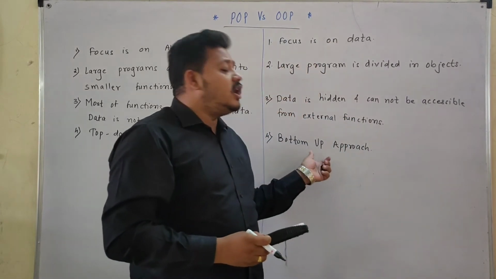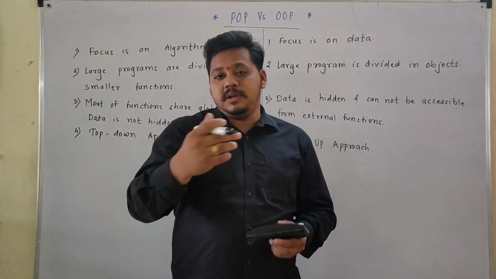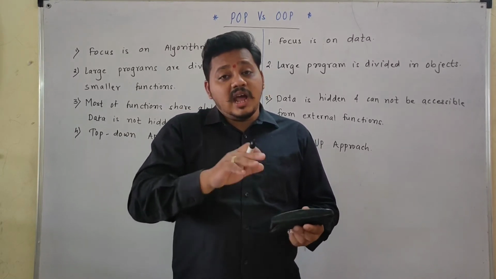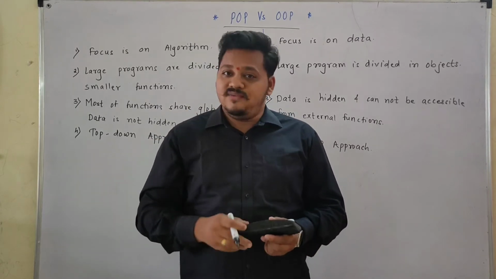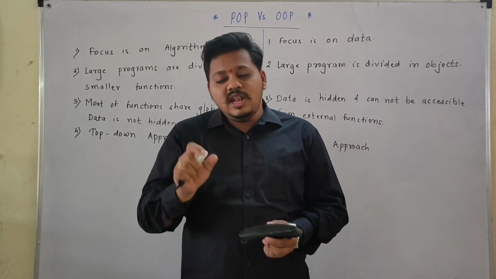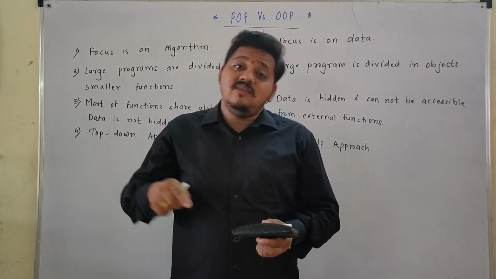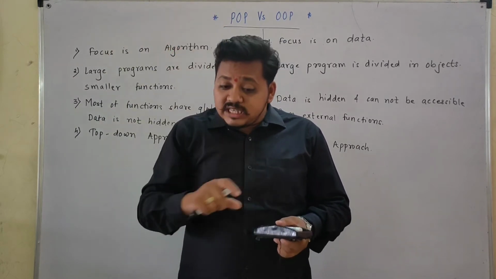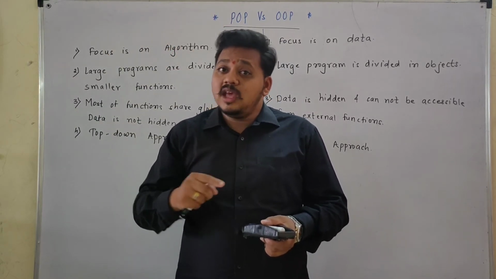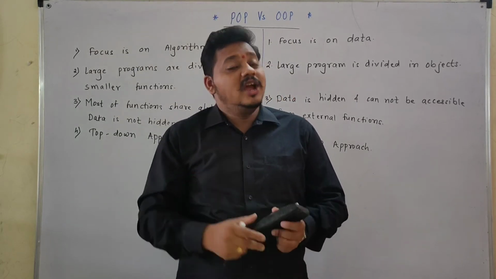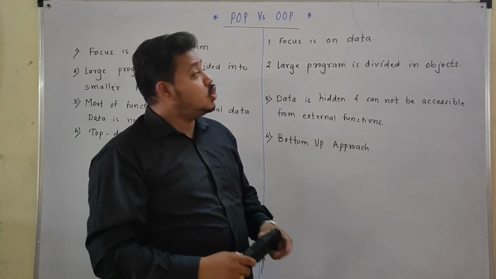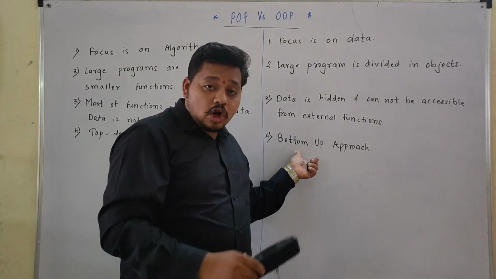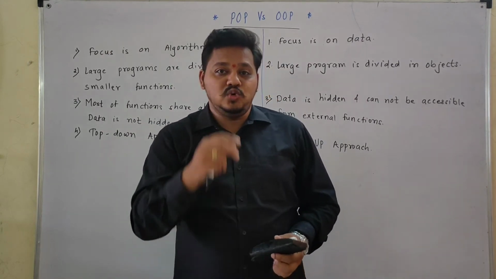But in object-oriented programming, suppose we take the example of C++. First we declare the header files, then we create the class, and after writing the class, we use the main function. In main function, we will create the object of the class and then we will call the functions. So we are using the bottom-up approach. First we start from the bottom and then we go upwards. That's why we call it the bottom-up approach. So in OOP, object-oriented programming, normally the bottom-up approach is used.